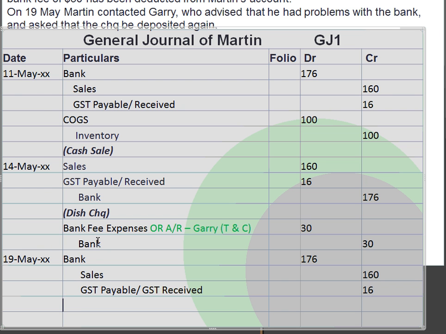And we don't need to do anything with the bank fee expenses or bank because the fee has been paid to the bank, and unless we get to recover that money from Gary, it becomes our expense. So in brackets, we can say dishonored check deposited again, or similar description. And that's pretty much it for cash transaction.